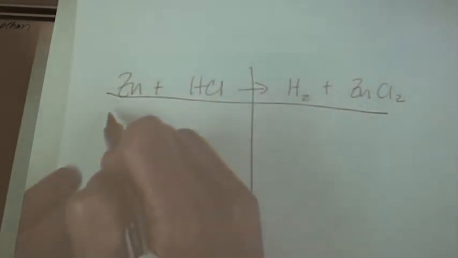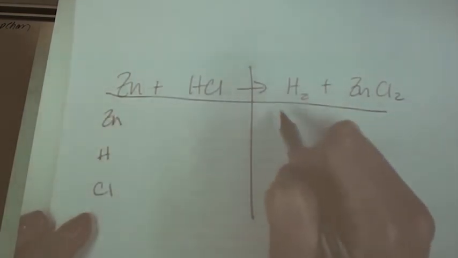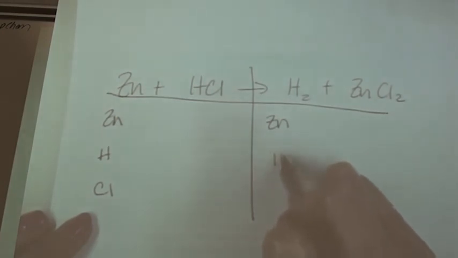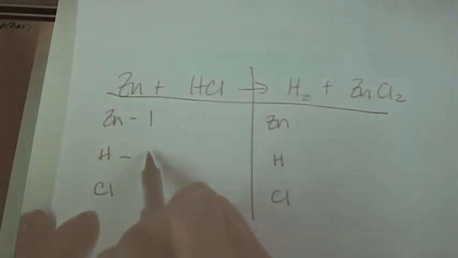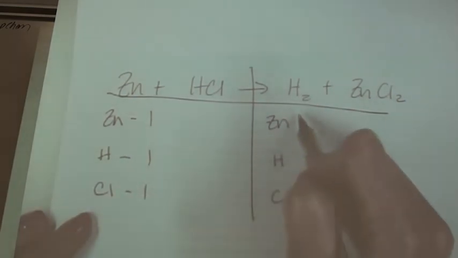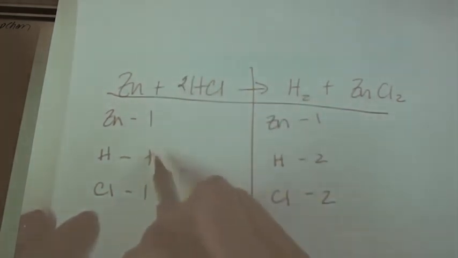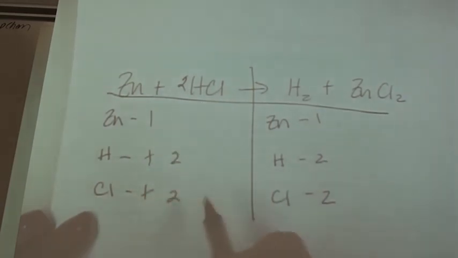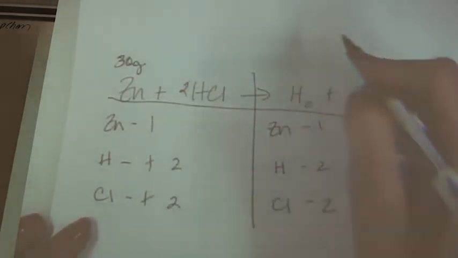Hurrying up, we have zinc, hydrogen, and chlorine, found on the other side as well. How many zincs? One, 2. Not balanced, but it's pretty easy to fix, isn't it? 2 here, and done.